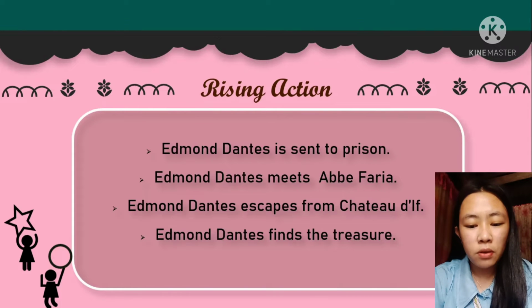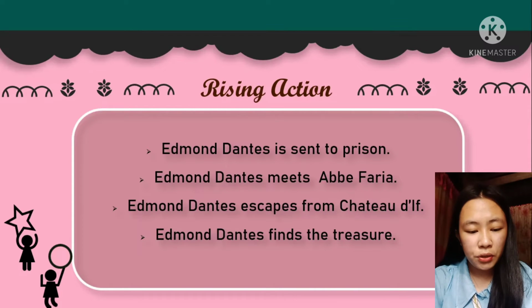He is rescued from the sea by Italian smugglers and works with them for a time before searching for and finding the Abbe's treasure on the island of Monte Cristo. So, next, Edmond Dantes finds the treasure. When he finds the treasure, he begins to plan his vengeance. He goes in disguise to Marseille, where he learns that his father died.